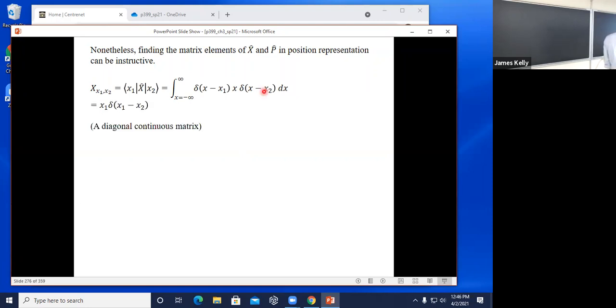In any case, if I just use that property and say, well, I've got an x times delta of x minus x2 next to a delta of x minus x1, and that means I can just evaluate this function at x equals x1. x times delta of x minus x2, evaluate at x equals x1. And I get this. And then I've got to think about that. So these are the matrix elements. They should be a function of x1 and x2. Those are continuous variables. And what does that look like?